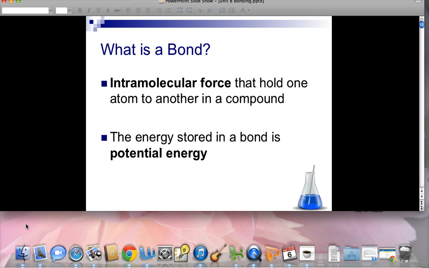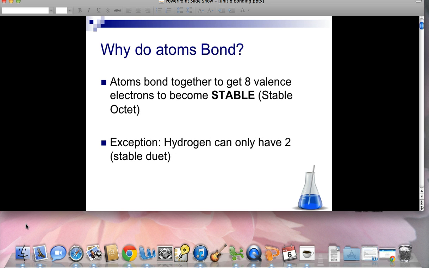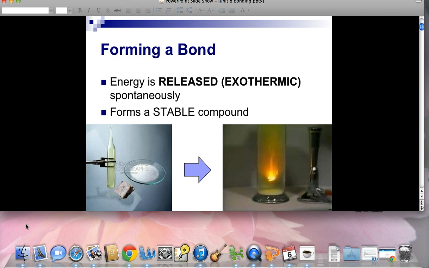You may recall talking about chemical potential energy, endothermic and exothermic reactions in physical science. So why do atoms bond? Atoms bond together to get 8 valence electrons to become stable. They all want to have that stable octet. Hydrogen is an exception to that because it can only have 2 electrons.